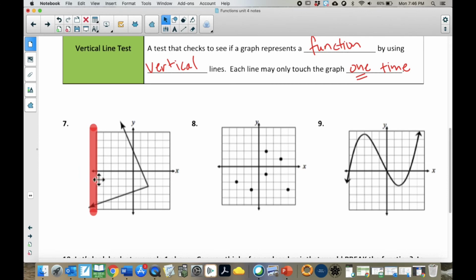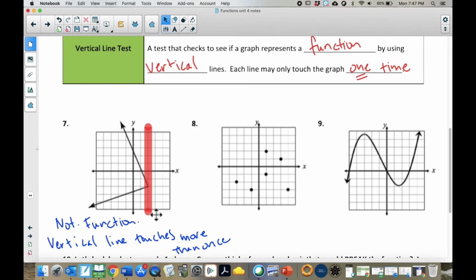All right, I'm going to use this red line as my vertical line test. So as I move this across the graph, it's only touching at one place here. But as I move it, now here it's touching it in 2 different places. And here it touches it in 2 different places. But here it only touches it in one place. This one is not a function.